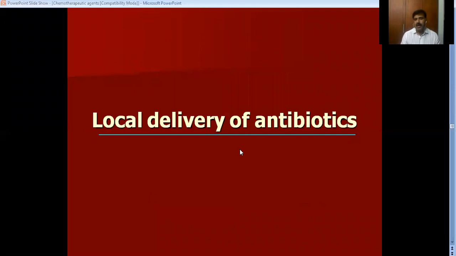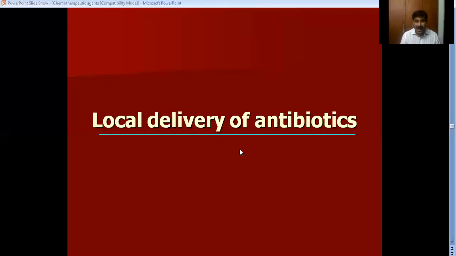Next is local delivery of antibiotics. So first we discussed systemic antibiotic therapy, the different types of antibiotics that can be given orally, systemically, or even as injections. Then we discussed serial and combination antibiotic therapy. Third, we discussed host modulation therapy. Now we are going to discuss local drug delivery. When you talk about local delivery, it can be either local delivery of antibiotics or local delivery of antimicrobials. Okay. So first we'll discuss local delivery of antibiotics.